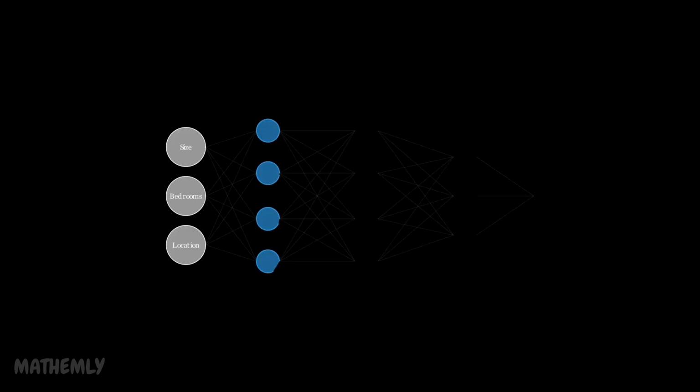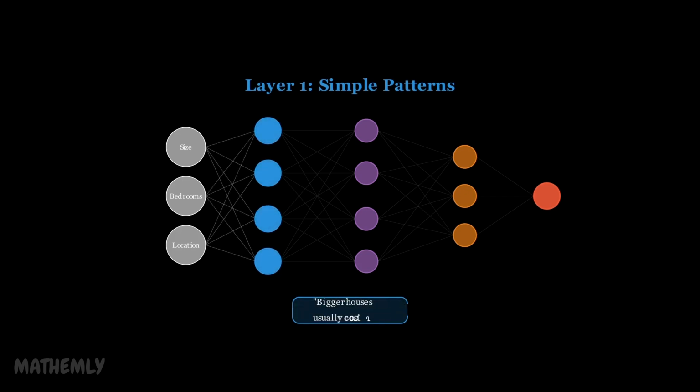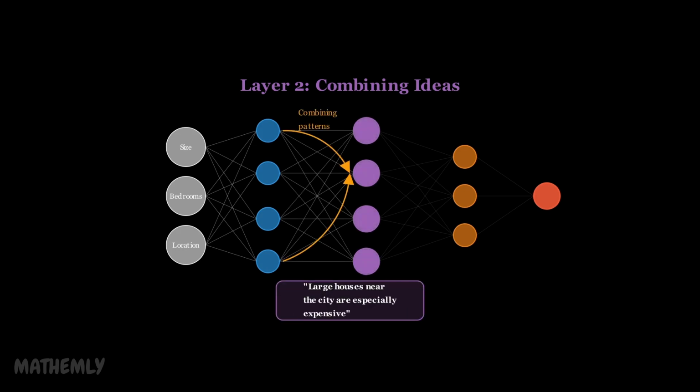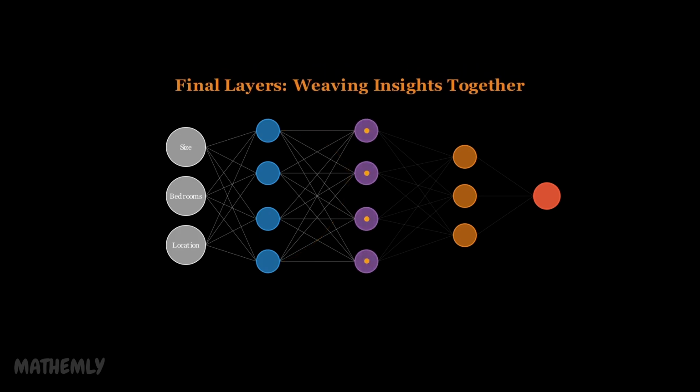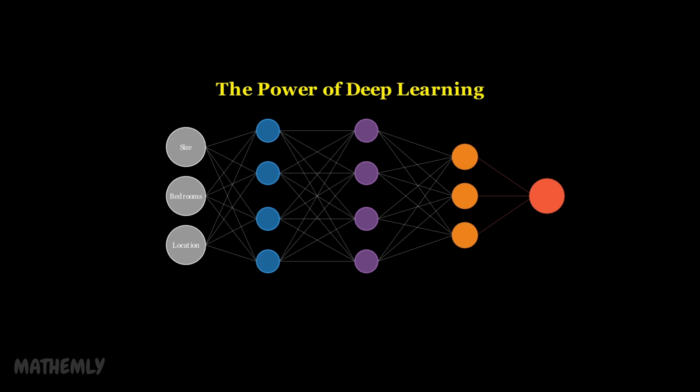As the data moves through multiple layers, each one learns to recognize more abstract features. In the early layers, neurons might focus on simple patterns like bigger houses usually cost more. Deeper layers might start combining those ideas. For example, large houses near the city are especially expensive. By the time the signal reaches the output layer, the network has woven all these mini insights together into a single informed prediction. This is what makes deep learning powerful, by stacking layers and allowing the network to understand patterns that no single equation could capture.